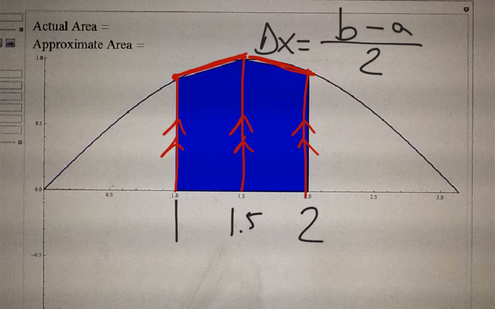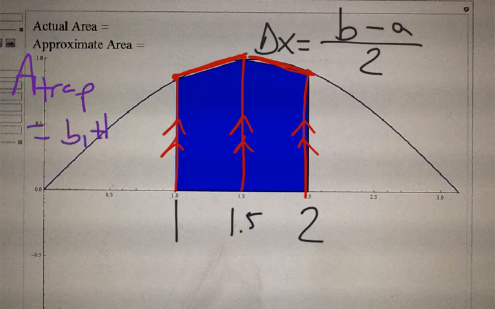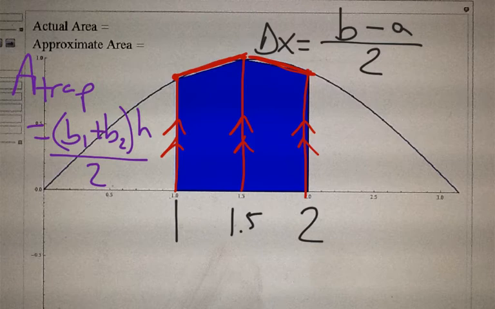So in order to do the trapezoid approximation here, we would of course need to figure out how to calculate, or remind ourselves how to calculate the area of a trapezoid. And I'll put that over here. The area of a trapezoid is, of course, b1 plus b2 times the height divided by 2, or the sum of the bases times the height divided by 2, or the average of the bases times the height, or just the sum of the bases times half the height. However you want to remember that.